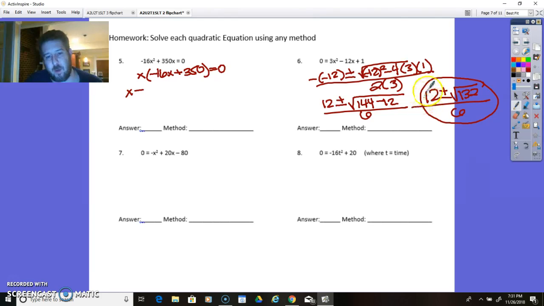144 minus 12 is 132, and that's going to give you an irrational decimal. So I'm going to say just that's the answer. There are two solutions, 12 plus whatever this number is. It's going to be 11 point something, 11.1, 11.2, somewhere around there. So 12 plus that number or 12 minus that number, then divide by 6, and it's going to give you two different solutions. All right, so that is quadratic formula.